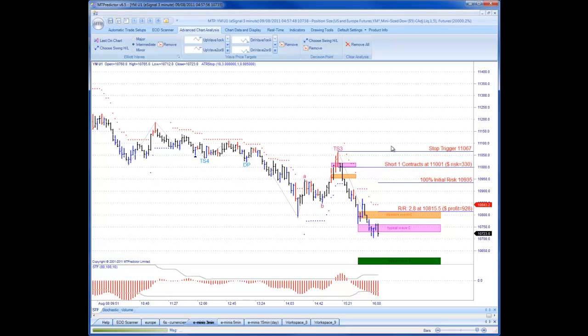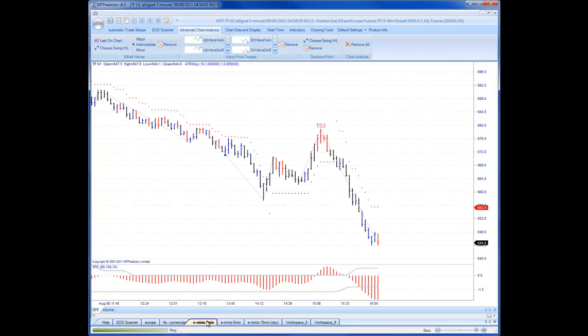In other words, using correct position sizing, we were selling one contract, risking $330 to make a profit of $928 or 2.8R, in other words 2.8 times the initial risk. So a lovely little trade towards the end of the day there. Let's have a look at some of the other markets.